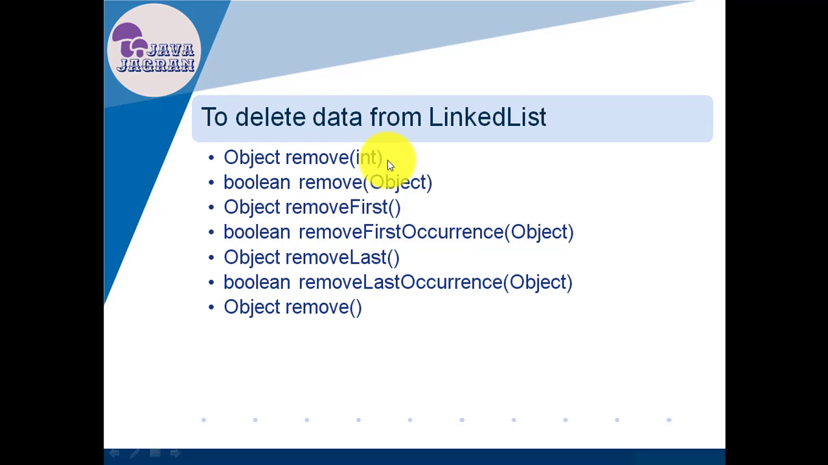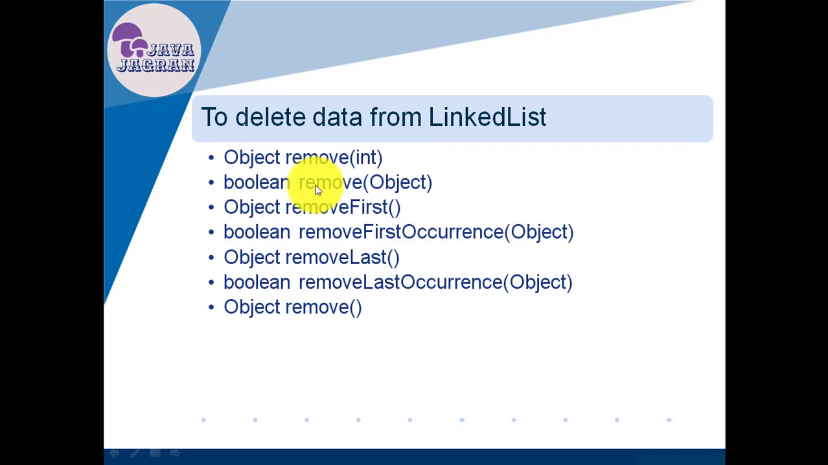Int means the index. Whatever index you pass, it will go into the list, and on that index it will simply remove whatever data is available and return that removed data. So whatever data it removes, it returns, and the data at that index is deleted. This is how remove with an int parameter works.